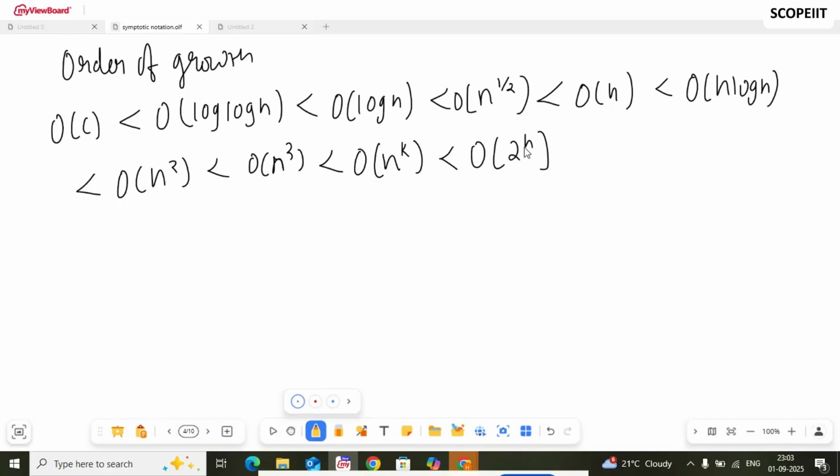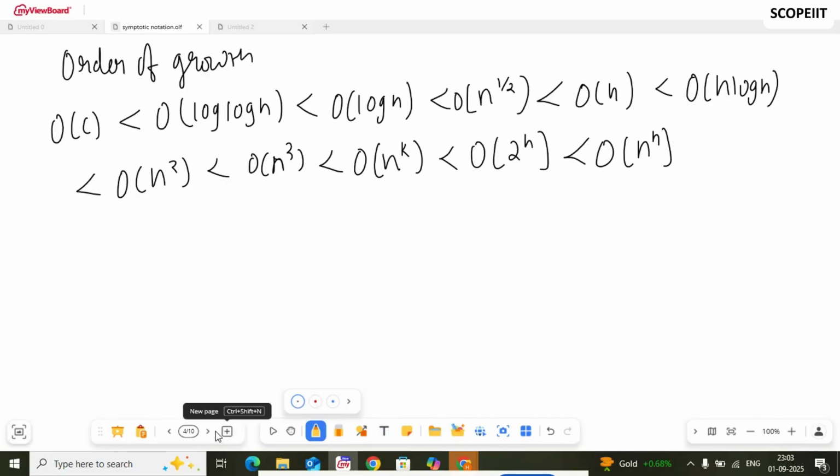Usually 2 power n has the highest priority, but if you have big O of n power n, because here it was n power k, but if you have n power n, where the base and exponent are both the same, that has a higher priority. So this is the order of growth. Based on this order of growth, you can answer that question which I have shown you.